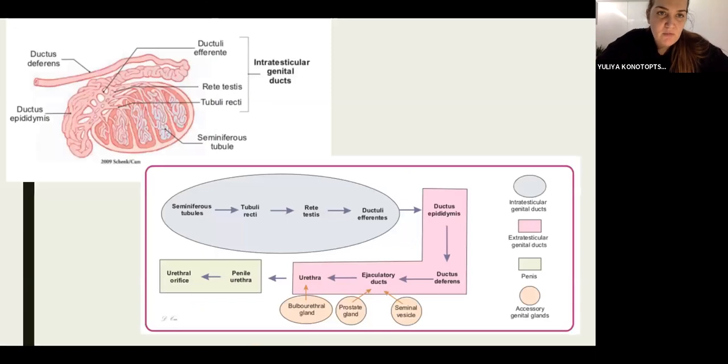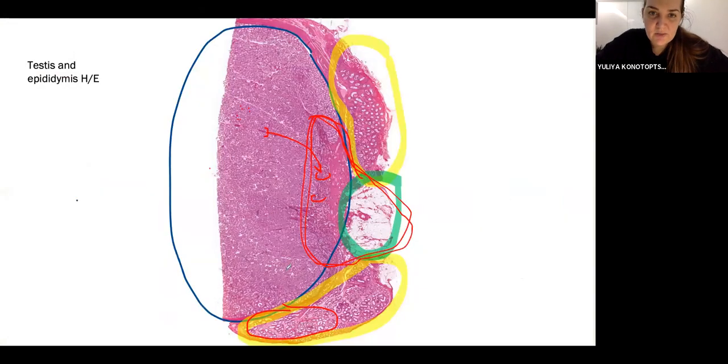If you don't understand what I mean, if you look at the slide, this is the top and this is the bottom. So you can see that vas efferent is here, it's at the top. But on my slide here, it's at the bottom. So this slide should be upside down, should be like this. Is it clear?